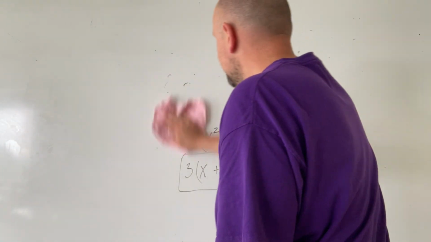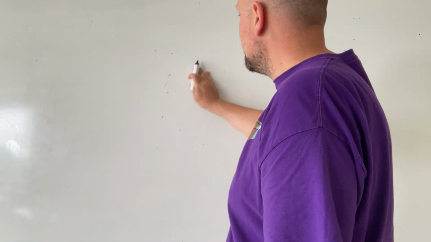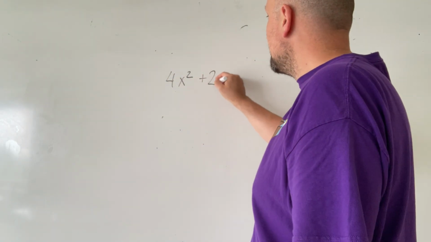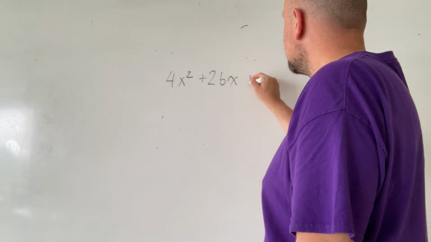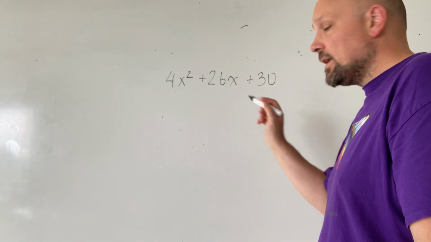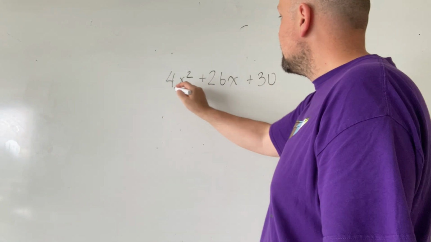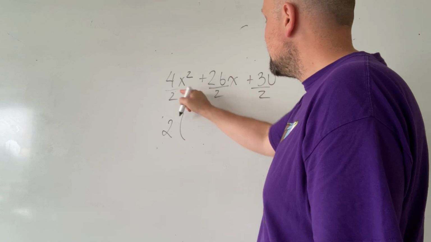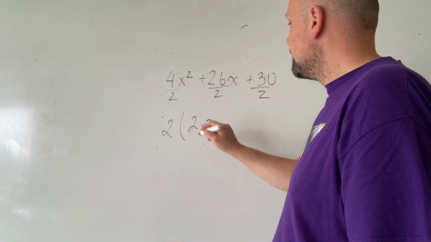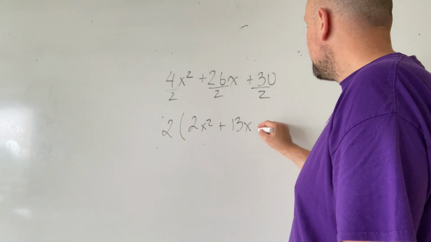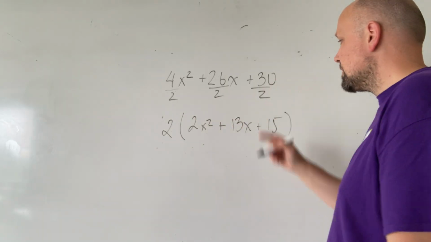Let's do one more. So what if I start with 4x squared plus 26x plus 30. Okay? So I'm looking, it looks complex. I can try to do it with complex, but first, let's see if there's a common factor. Yeah, they're all even. So I can take out a factor of 2. So 2, and here I'm left with 2x squared, because 2 times 2 is 4, plus 13x, because 2 times 13 is 26, plus 15, because 2 times 15 is 30.